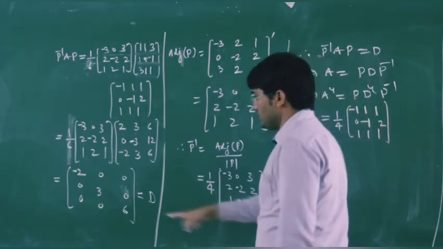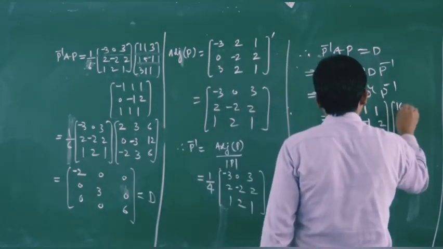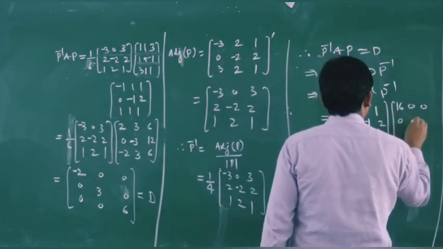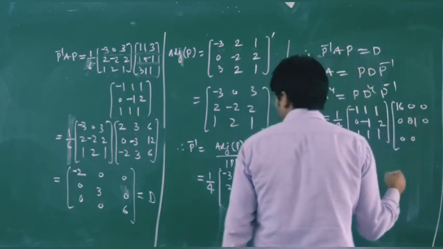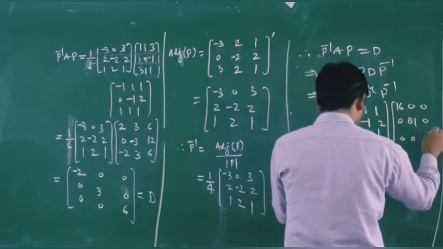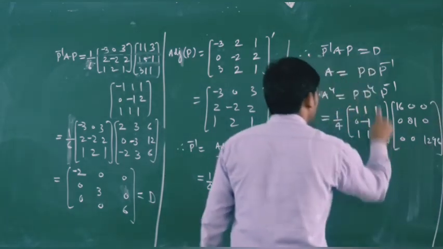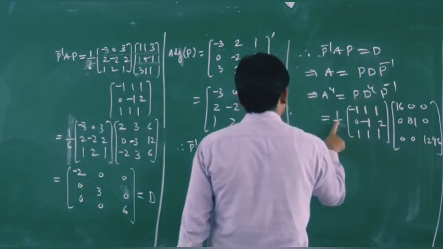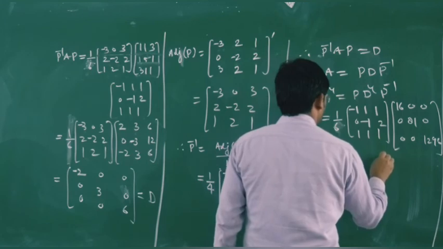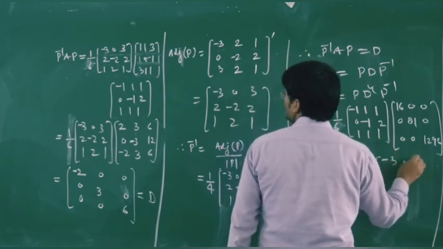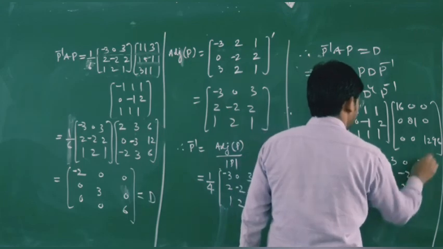Now D power 4 means each diagonal entry to power 4. So this will be your 2 power 4, which is 16, 0, 0. Then we will have 81. Then 6 power 4 will be 36 square, so this will be equal to 1296. And then we have P inverse. For that we have written 1 by 6 here, and we have this one equal to minus 3, 0, 3, 2, minus 2, 2, and 1, 2, 1.